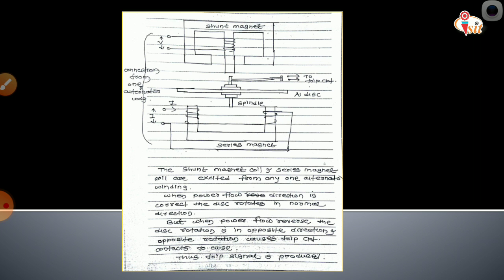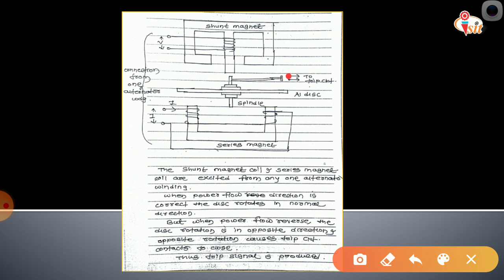त्याच्यामुळे नॉर्मल कंडिशन असेल तर ॲल्युमिनियम डिस्क नॉर्मल डायरेक्शनला, क्लॉकवाईज डायरेक्शनला रोटेट होत असेल. आणि ज्यावेळी पॉवर फ्लो रिव्हर्स होणार असेल तर डिस्क रोटेशन अपोजिट डायरेक्शनला होईल. आणि त्याच्यामुळे ट्रिप सर्किट it will send signal to the circuit breaker for its operation. तर हे सिम्पल कन्स्ट्रक्शन आणि वर्किंग असेल रिव्हर्स पॉवर प्रोटेक्शनचं, एक डायरेक्शनल रिले आपण यूज करत असेल.